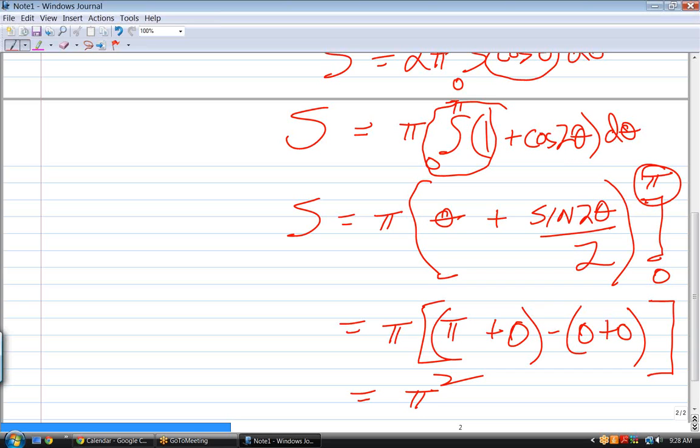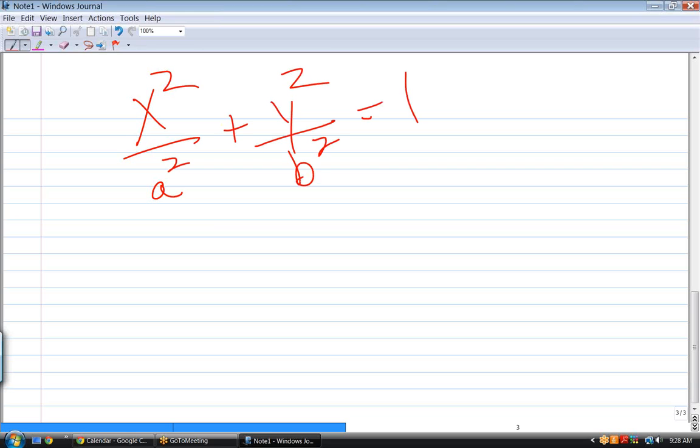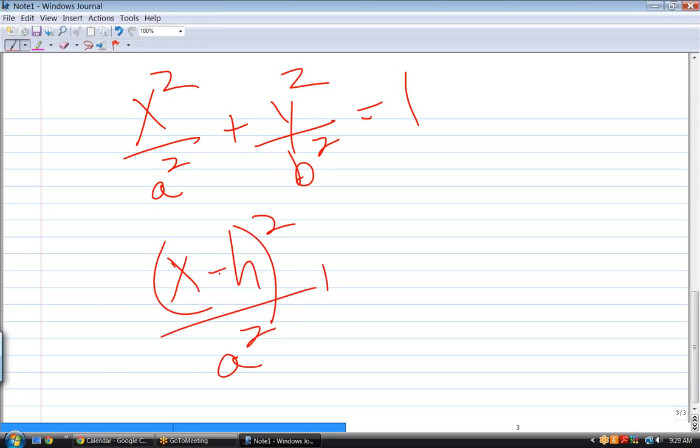Just read a little bit about what they say here. In this chapter, you've seen that rectangular equations of ellipses and hyperbolas take much simpler forms when the origin lies at their centers. You understand what they're saying there. If the center of an ellipse is the origin, then I can write it like this. Whereas if it's somewhere other than the origin, I have to write it like this. Which complicates the equation significantly.